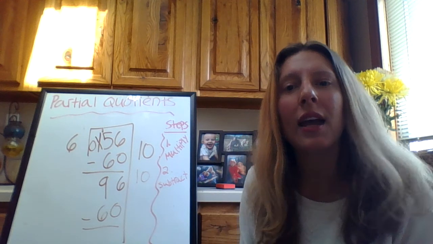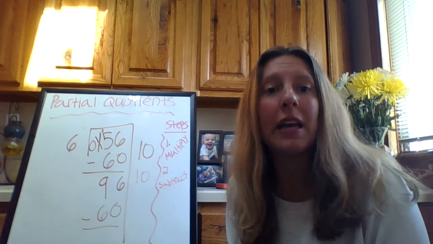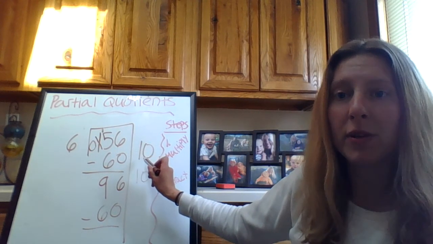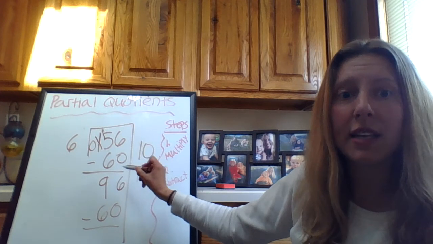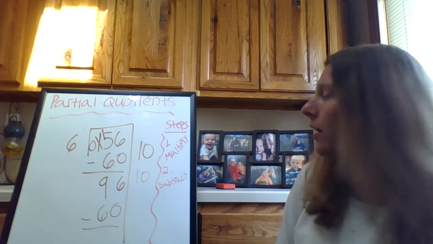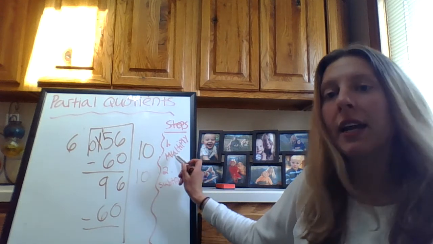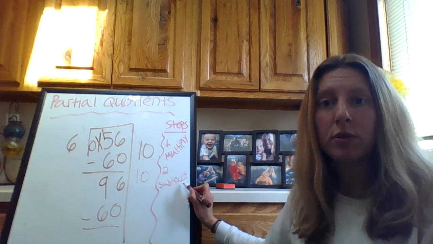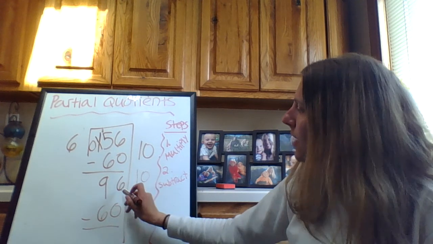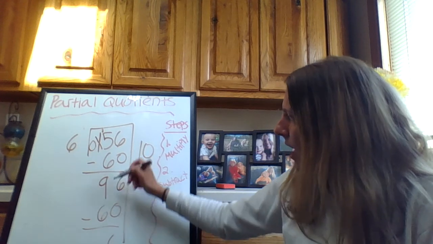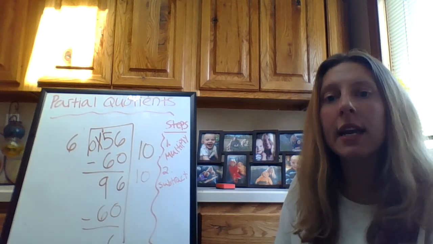And the reason why I use 10 again is because I already know from the first time I multiplied that 10 times 6 is 60, which I think is pretty close to 96 without going over. So I'm multiplying again. 10 times 6 is 60. Step 2 is to subtract. So now I have 6 minus 0 is 6. And then 9 minus 6 is 3.